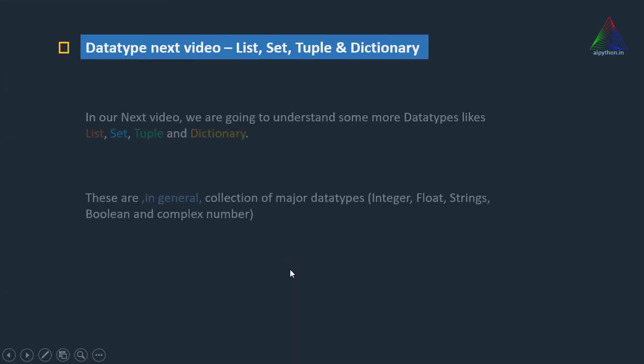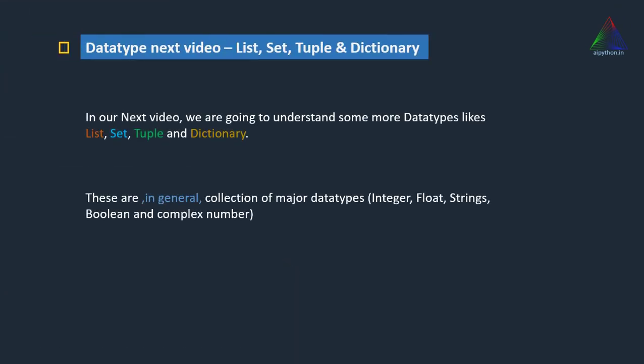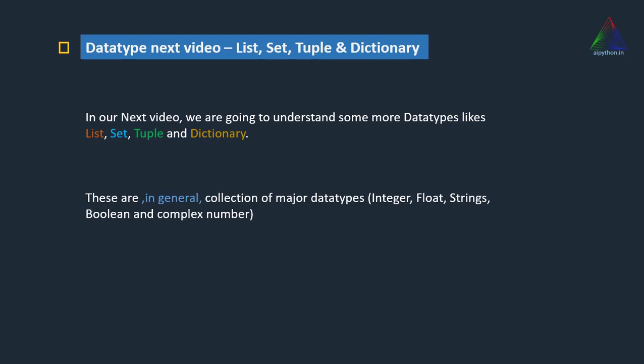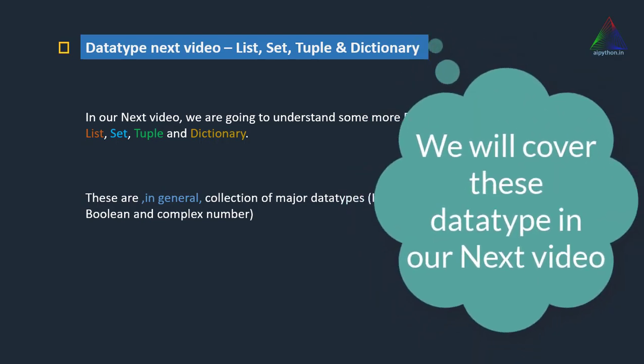Okay, in the next videos we are going to understand more data types that are basically collections of data types, where many data types are clubbed together to make one different data type, which are list, set, tuple and dictionary. These are also different kinds of data types that we are going to understand in our next video.